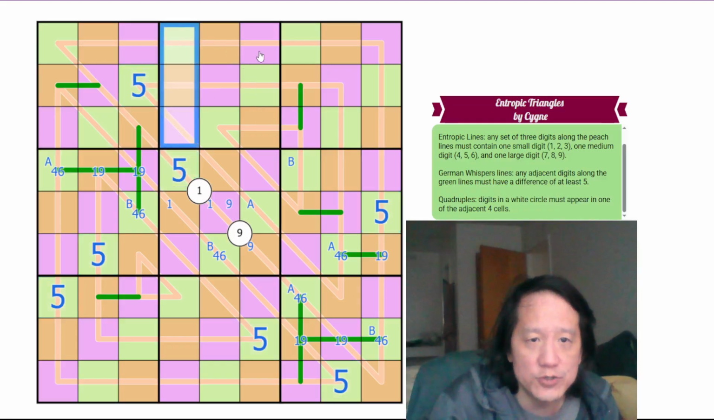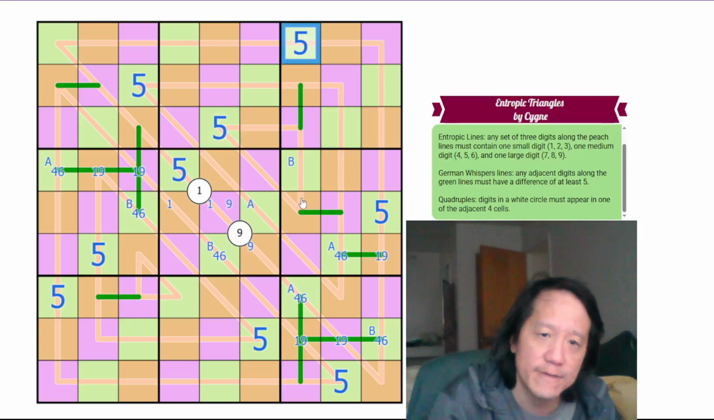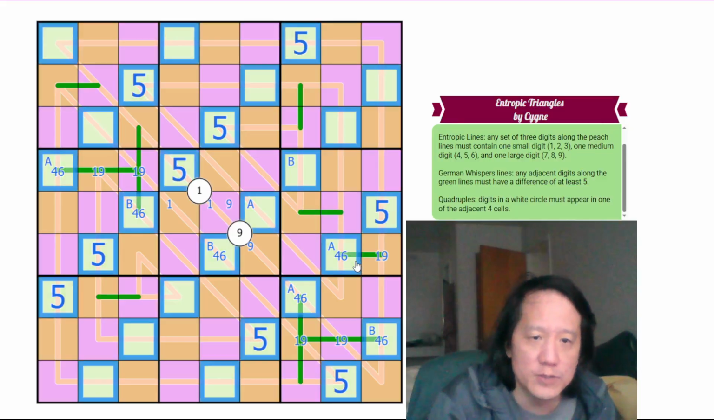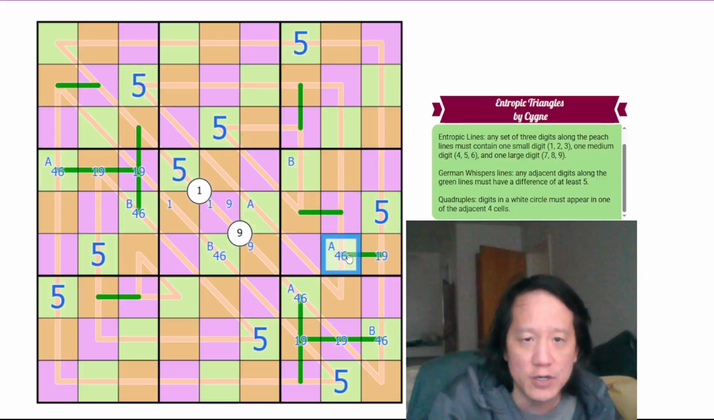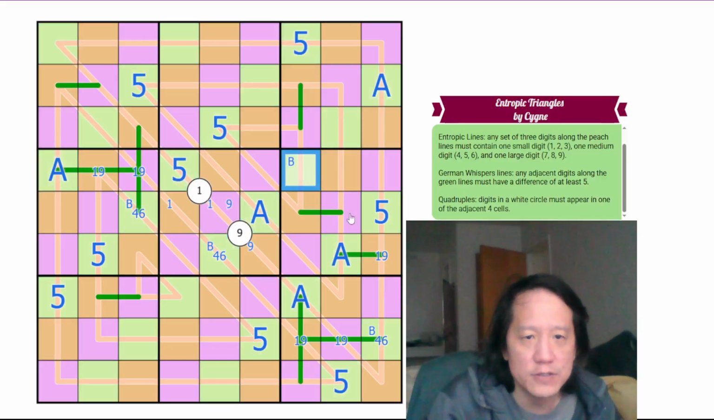In this upper central box, 5 can't be here or here, so this is 5. That eliminates 5 from being here or here, so this is 5. That means we also know where the A's pretty much are. A can't be here, so A has to be here. And actually, let's just make them all capital A's. We know they're 4 or 6, essentially.